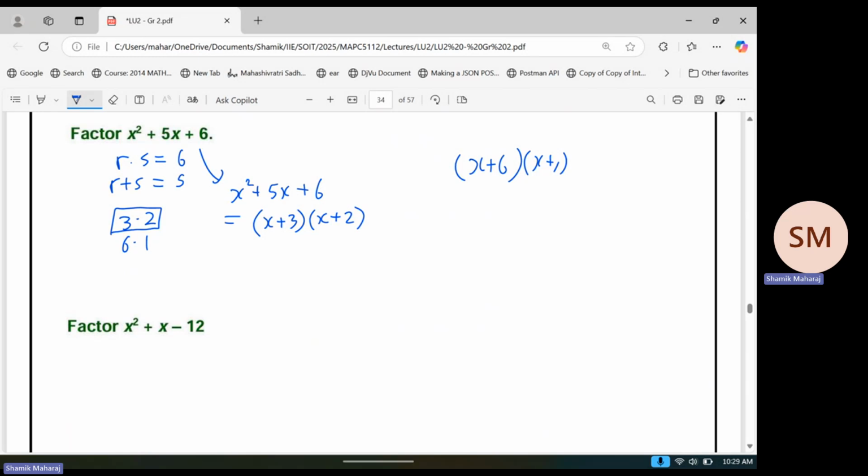What do you mean? Say again? X plus 1. How do you say x minus 1? X minus 1. We can try it, but I don't think it will work. So I'm going to try to see if it works. If I open it up, I'll end up with x squared minus x plus 6x minus 6. So this is looking like it won't work already. X squared plus 5x minus 6. Okay, close, but it doesn't work.